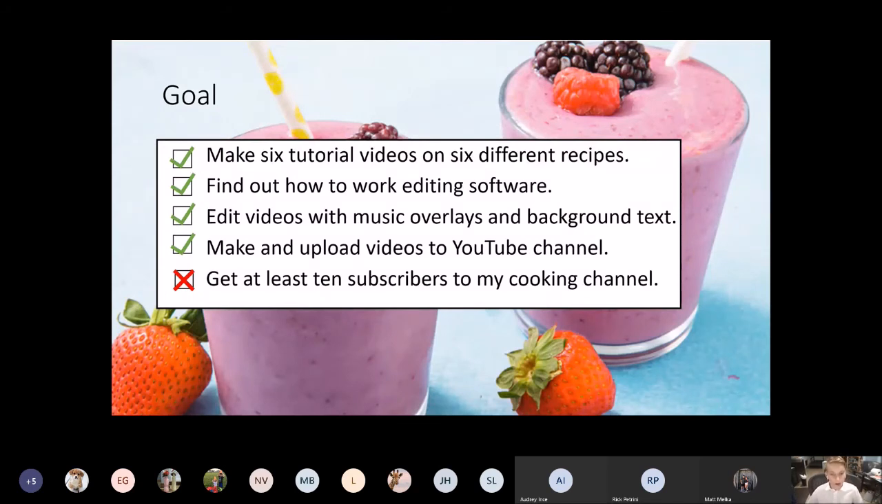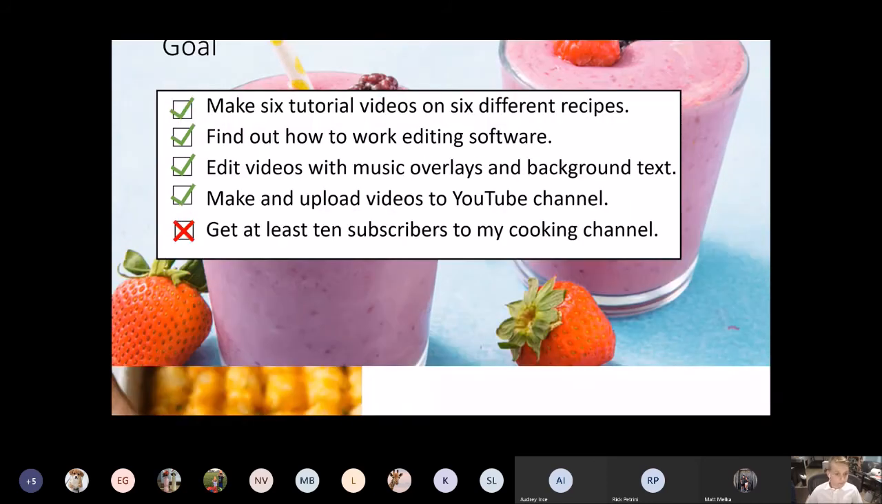I also wanted to figure out how to work in editing software. This was a big challenge because there are a lot of different editing softwares out there that do different things, and I wanted to find one that could do exactly what I needed it to do. I also had to edit my videos with music overlays and background text. After I edited the videos, I wanted to upload them to YouTube.